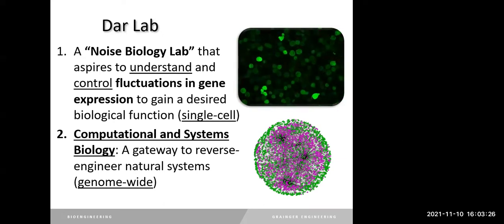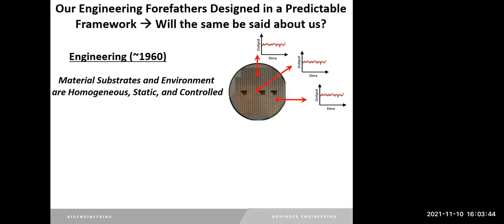We also use computational and systems biology. Other than looking at simple gene circuits in single cells, we're also interested in organizational principles and genome-wide phenomena in order to reverse engineer complex natural systems. So we're taking multi-pronged approaches to engineering the cell and biasing trait decisions at the single cell level. Starting at a 30,000-foot level, we can ask the question: if our engineering forefathers designed in a predictable framework, will the same be said about us?